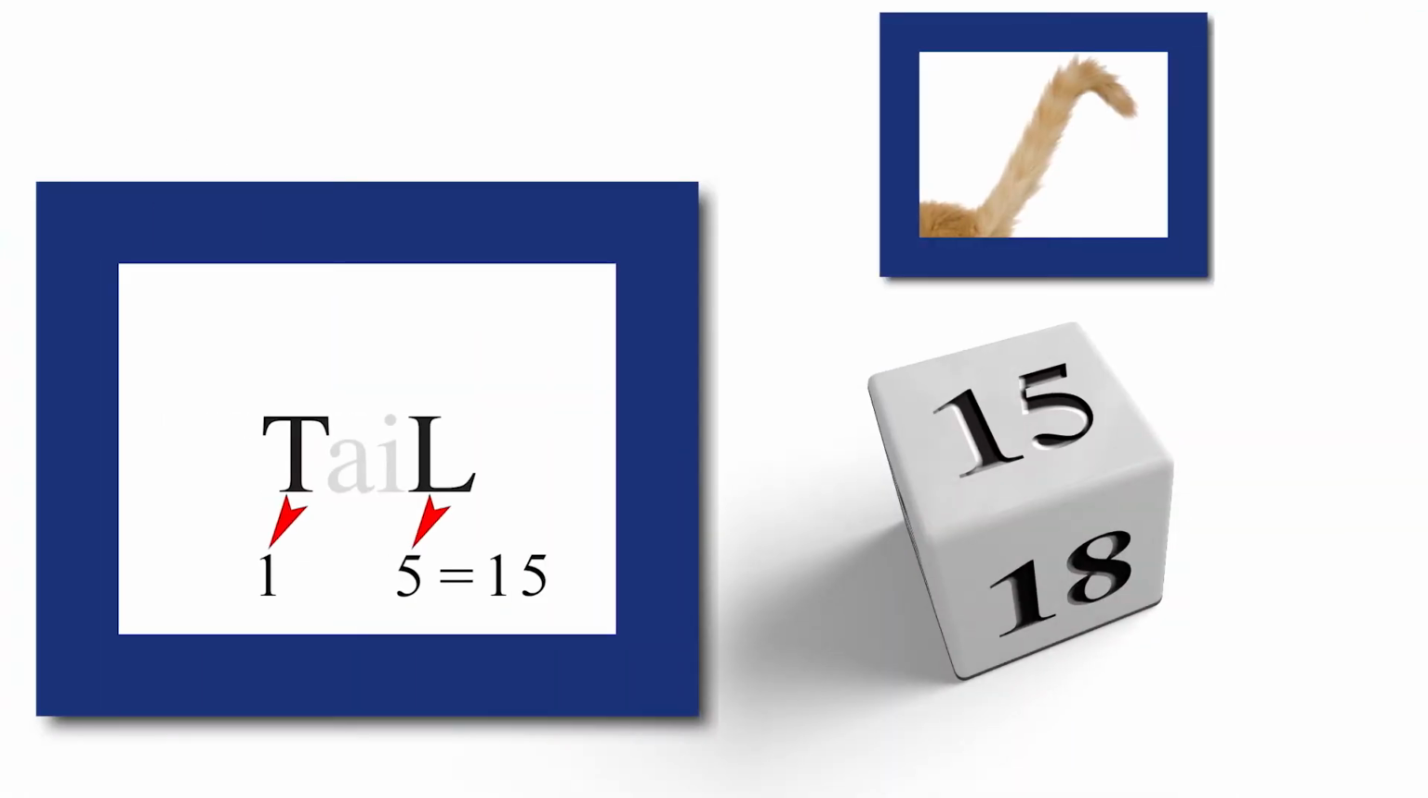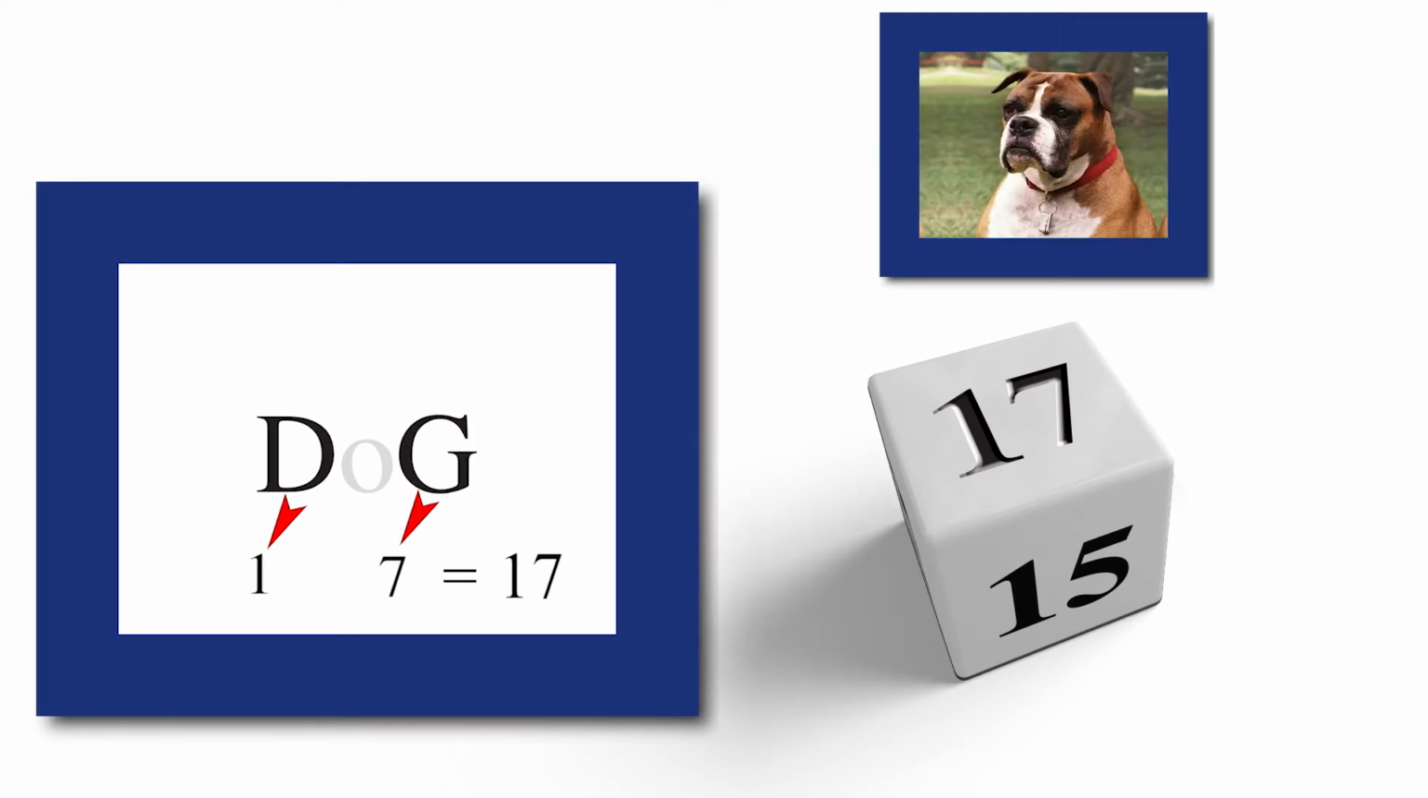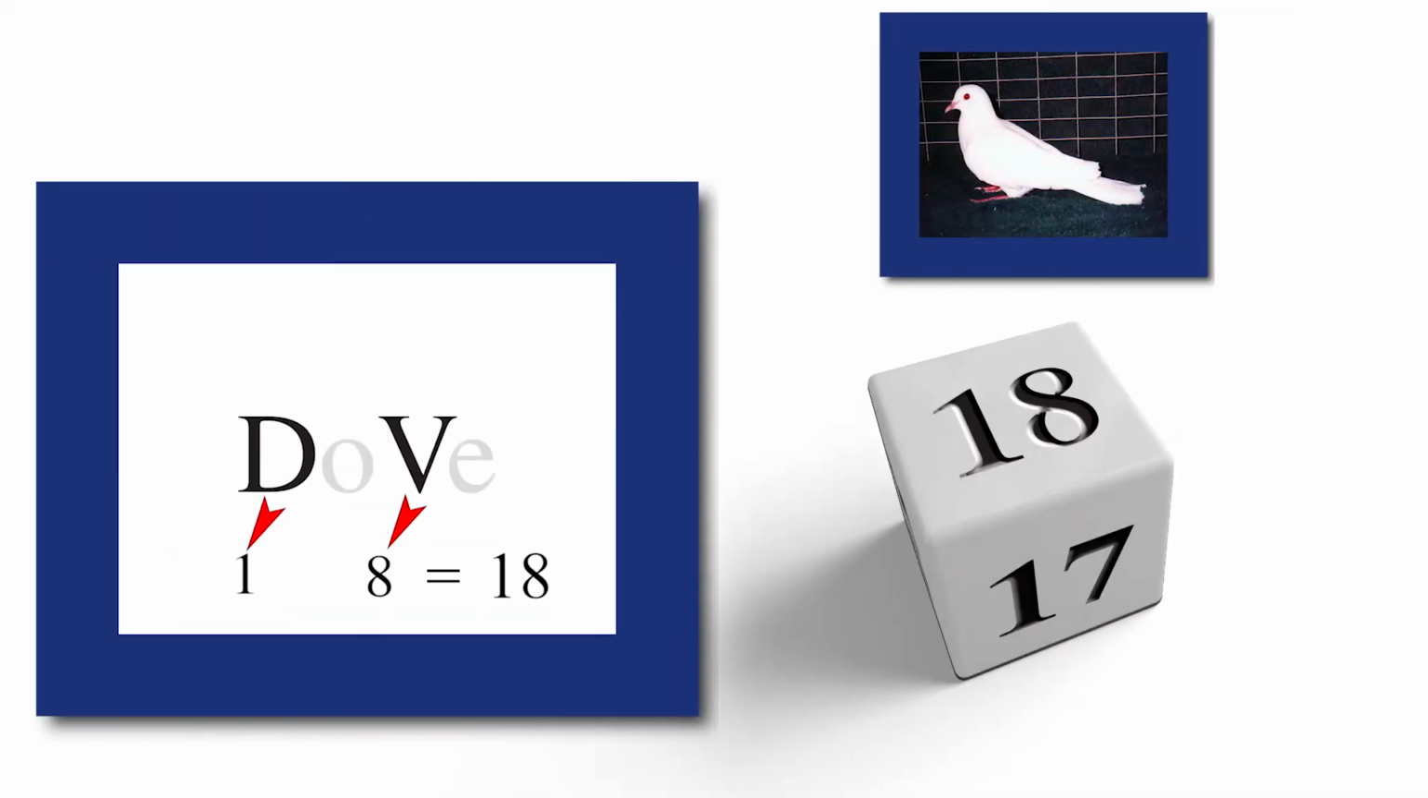Very good. Let's say you now throw another dice which has the regular numerals 1 through 50, and it lands on 15. So your partner has to say, oh, tail, that's 15. Very good. Now it's his turn. He throws the number die, and it lands on 17. And you have to say, doc or dog. Very good. Lands on 18. That's dove, etc.